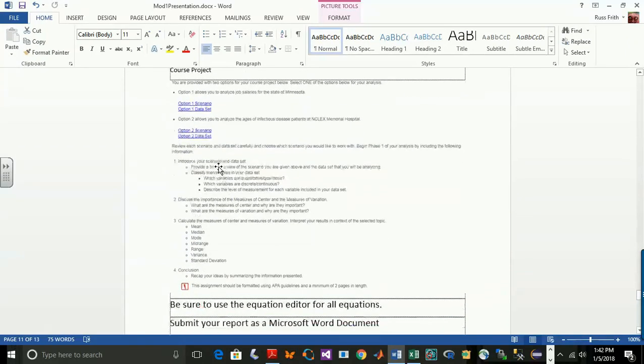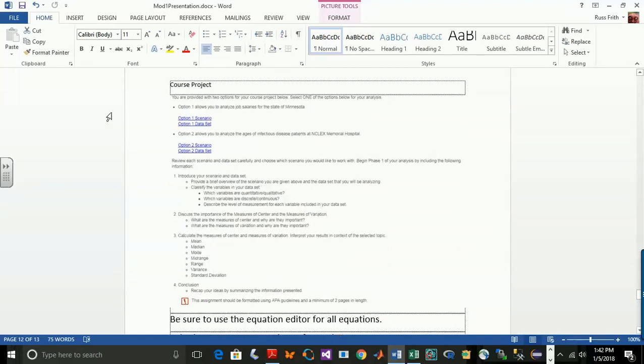Okay, so we're almost done with today's lecture. Let's talk about the course project. Okay, so in the course project, you're provided with two options. Option one allows you to analyze job salaries for the state of Minnesota. So you're given the scenario and you're given a data set. Option two allows you to analyze the ages of infectious disease patients at the NCLEX Memorial Hospital. You're given a problem description and an accompanying data set as well.